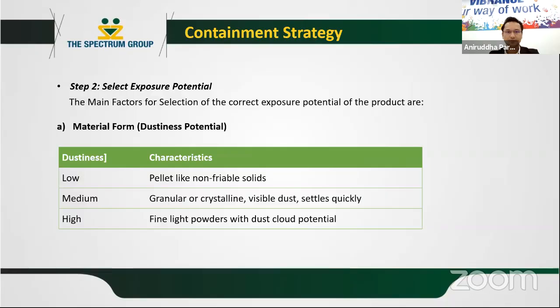Typically, if it's a pellet kind of thing with a very specific structure, though it is in solid form, the potential is low. Then medium, if it is granular, or there's visible dust, or it settles quickly. Then very high potential of dust generation when you are handling light powder, which can lead to dust cloud potential.